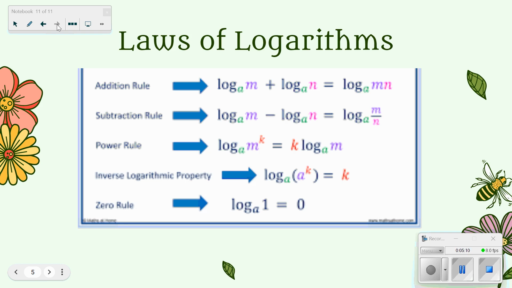But I also go in reverse, meaning if I see multiplication, I break it up with addition. Now with my next rule, I have log base A of m minus log base A of n. So with subtraction, I bring them together through division, because that's equal to log base A of m over n. Now I go the other direction. If I see division, I break it up with subtraction.